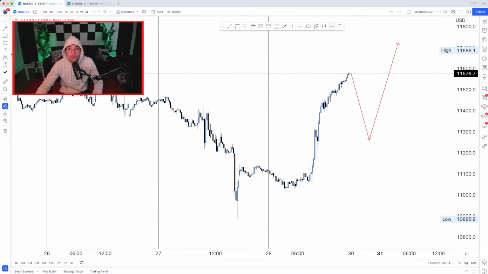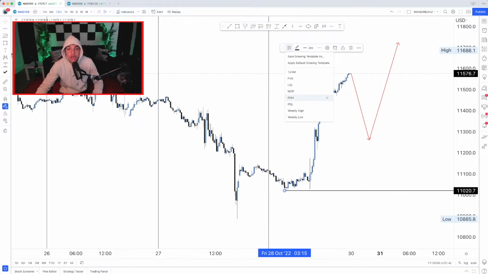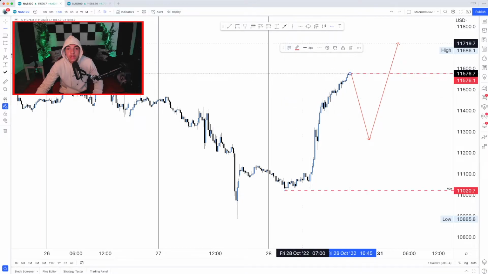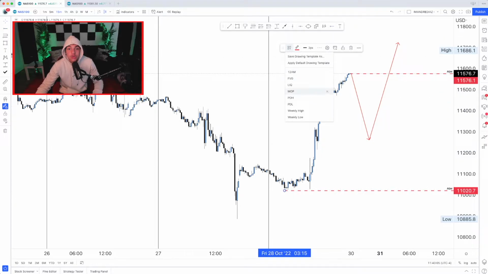So now that we're here, we're going to do what we always do. We're going to mark up the previous day's highs and lows of this day, which is Friday. So we're going to get the previous day's high. That's not the previous day's high. This is the previous day's high, and this is the previous day's low. Fix these real quick. Previous day's low.